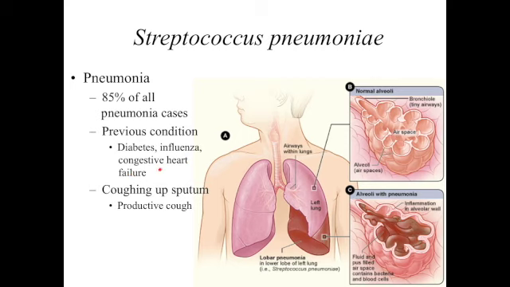So these are things that have already weakened the body and make it harder to fight off Streptococcus pneumoniae. And the hallmark of any sort of pneumonia is that your patient is going to be coughing up sputum, coughing up mucus from the lung. Anytime we have that wet cough where stuff is coming up, it's called a productive cough. And this is a diagnostic feature for pneumonia.